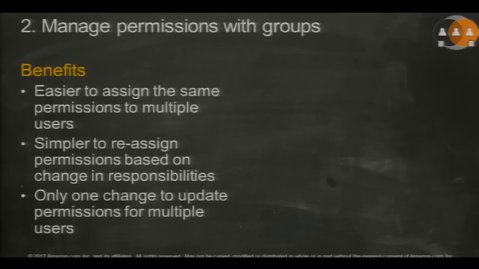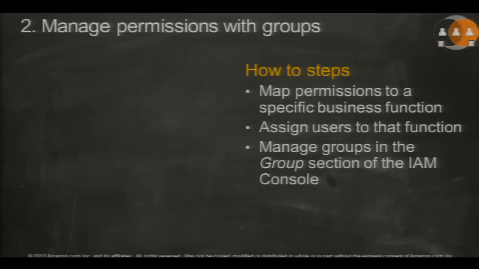So most of you are going to sit there going like, yeah, we know that. It's simple to reassign permissions based on somebody changing their job responsibilities. You just move them from one group to another group. And you only need to change a policy in one place or update it in one place to change the permissions for a lot of users if it's the same permission, same change you want to do.